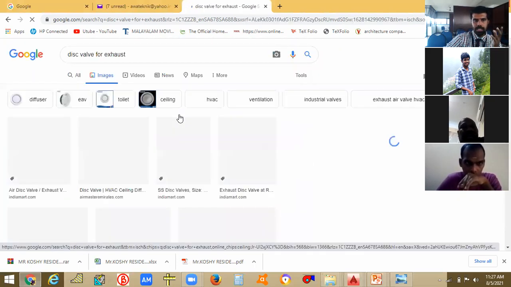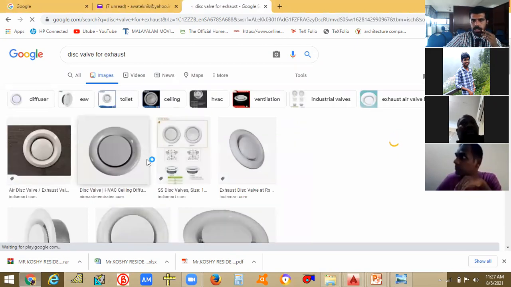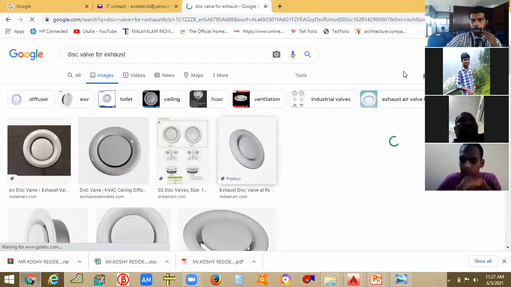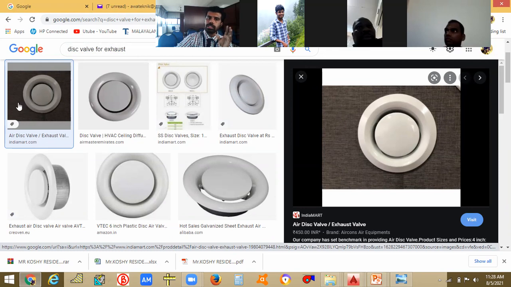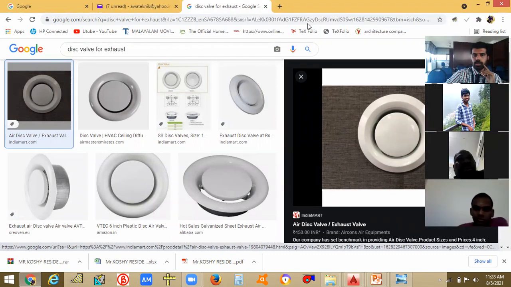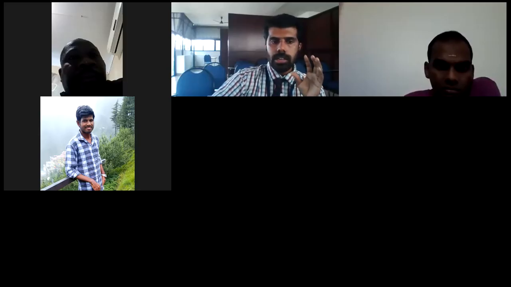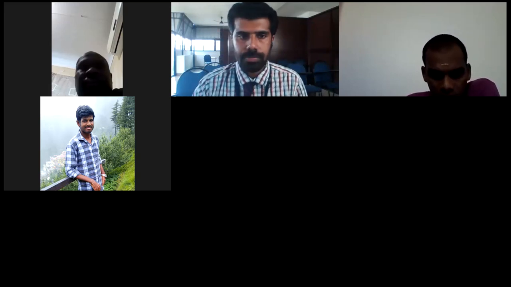We have different sizes of disc valve. This is disc valve. Through this, the air will come inside. This will be fixed on the ceiling, and through the duct, the air will be taken out. So you have to keep this in mind. Mainly, the exhaust that we place in toilets is the disc valve.